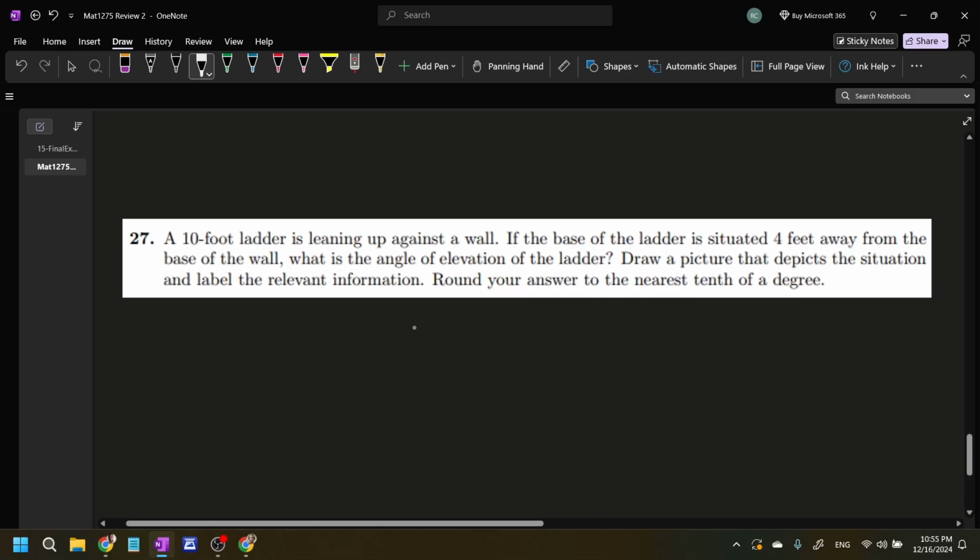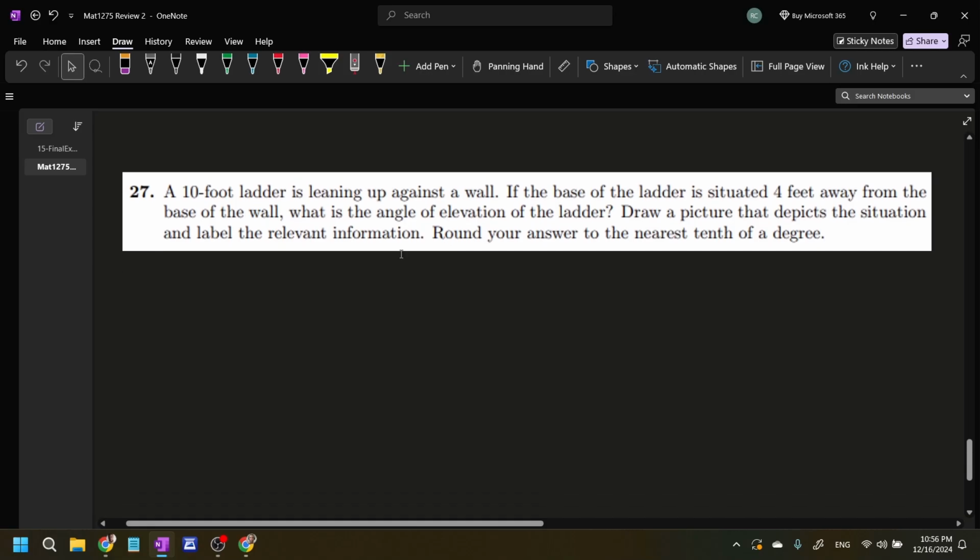Number 27. A 10-foot ladder is leaning up against the wall. If the base of the ladder is situated 4 feet away from the base of the wall, what is the angle of elevation of the ladder? Draw pictures that depict the situation and label the relevant information. Round to the nearest tenth of a degree. All right, so let's draw this.